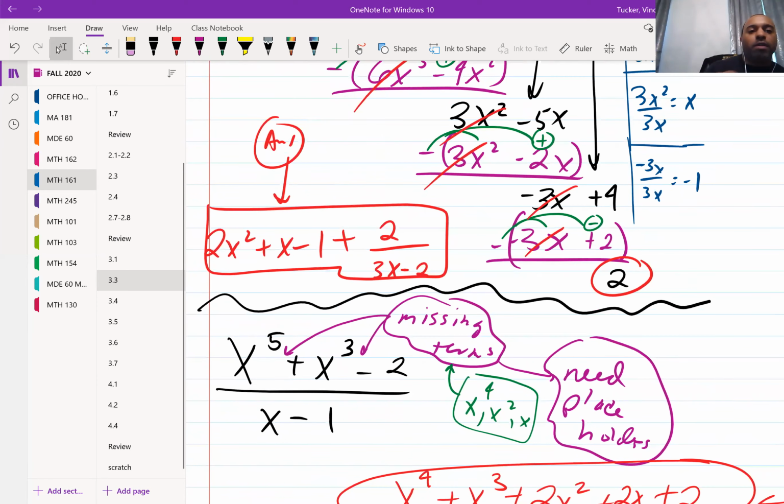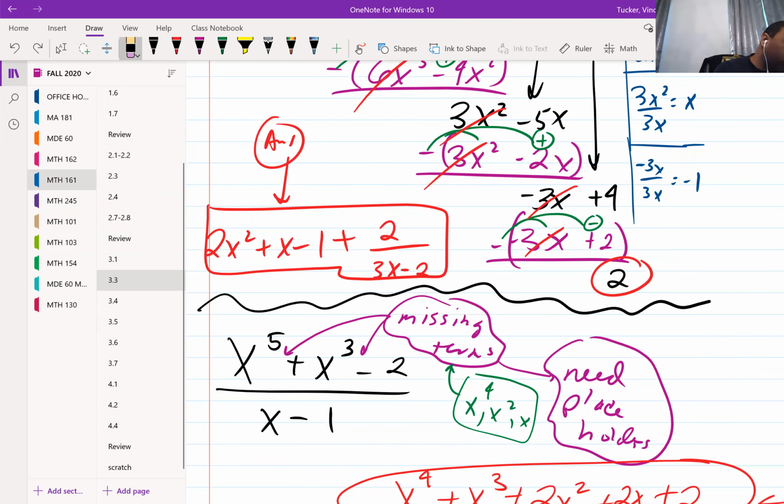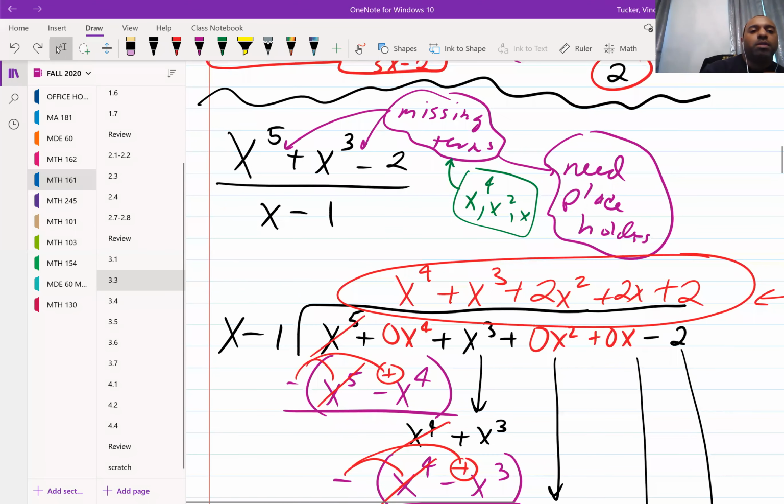So let me erase some of the stuff. I'll put it back, but I just want to give us a clean look at what the problem is. So we have x to the 5th plus x cubed minus 2. And we're dividing that by x minus 1. All right. So what we notice here is that we have missing terms. And so we'll need placeholders for those missing terms. And so what we're missing here is x to the 4th, x squared, and x. All right, so let me erase this stuff.